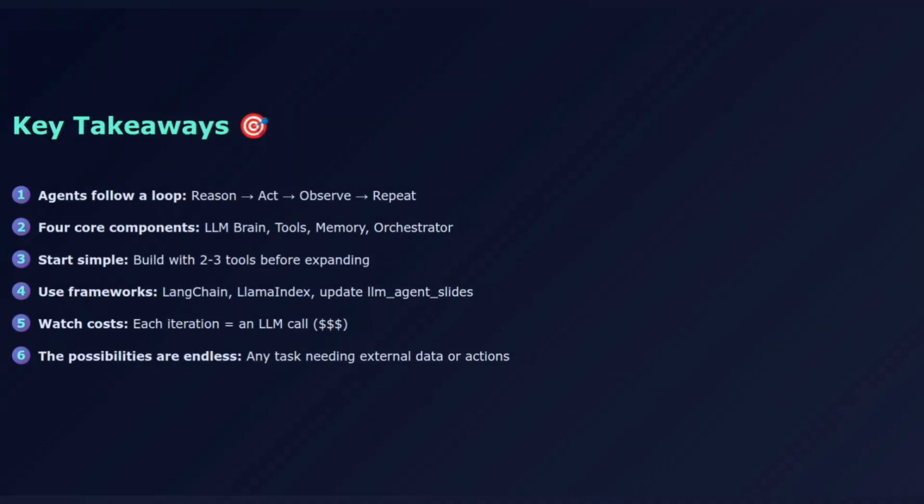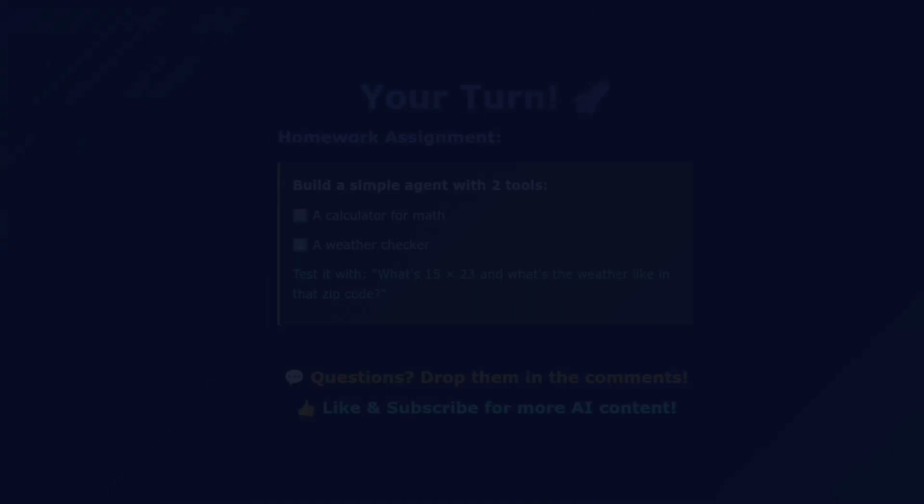And there you have it. You now understand how LLM agents work under the hood. Remember the key concepts. Agents follow a loop: reason, act, observe, repeat. They need an LLM brain, tools, memory, and an orchestrator. Start simple and expand gradually. Use frameworks to speed up development. Your homework? Build a simple agent with just 1 or 2 tools, maybe a weather checker and a calculator. Get comfortable with the loop pattern.